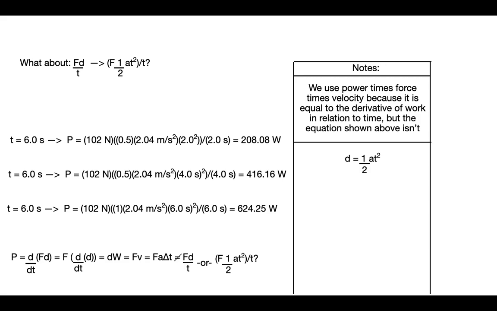First off, if we were to use that equation, we'd get values that are half the number that they were in the previous slide. So which do we know how to do? Well, it's very simple. Power is meant to be the derivative of work in relation to t. So force times velocity is a reasonable equation, but 1/2 times force times acceleration times time squared divided by time, not so much.